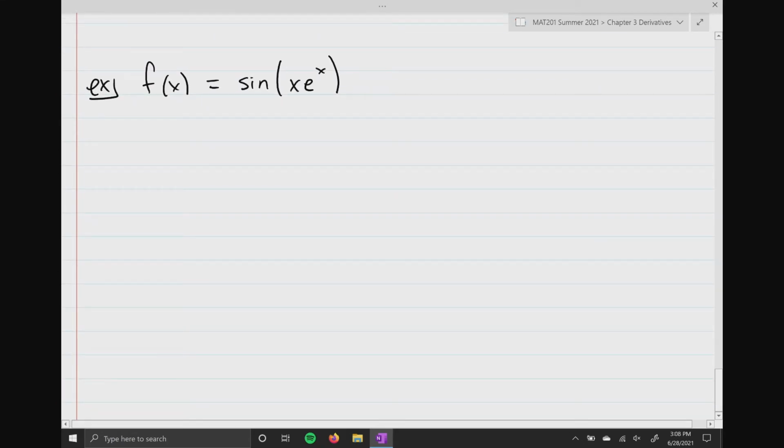Now, if you take a step back and you look at this, not only do we have a chain rule, but all the other rules still apply. So on the inside here, we're going to have to use a product rule here.